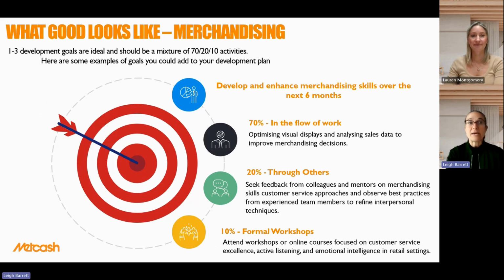Another example might be merchandising. So we're going to develop and enhance merchandising skills over the next 6 months. The 70% might look like visual displays and creating those, or analysing sales data to improve merchandising decisions. You might seek feedback from others, or actually you might find someone in your site that is great at merchandising and you might shadow them.